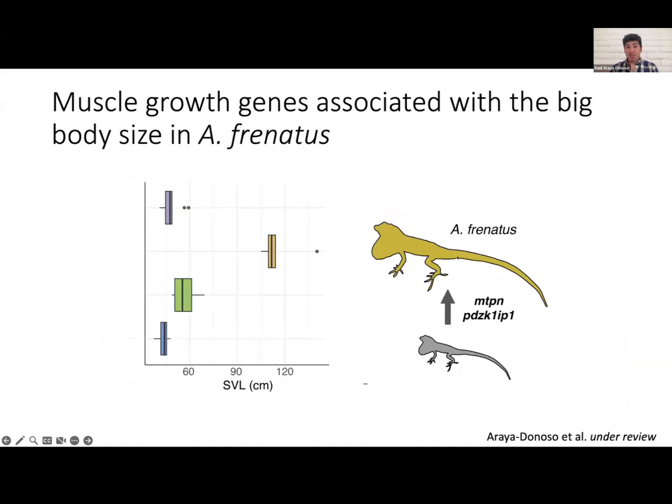For Anolis frenatus, which is this large species, this plot is again showing the distribution of sizes for the different species, and you can see that this guy is disproportionately larger than the others. We found signatures of selection of genes associated with muscle growth. So maybe they are bigger because they can accumulate more muscle mass.